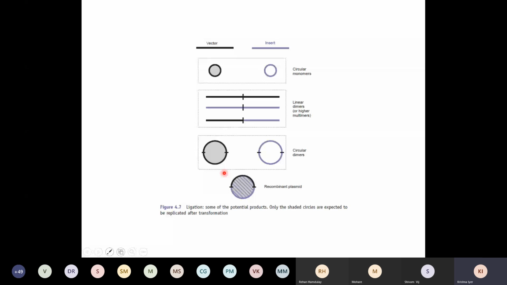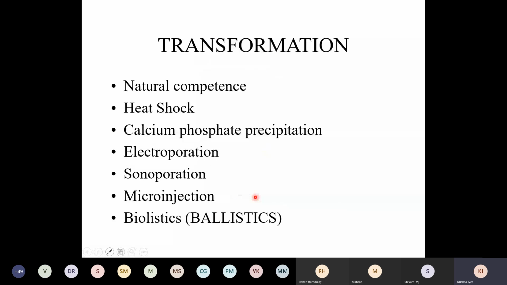Now I'll show you what happens a little later, but before that, what is important is after I have made these pieces and treated them with ligase, how do I put it back into a bacterium? That is done by a process called transformation. Transformation is a process by which you introduce foreign DNA into a host cell. In this example, recombinant plasmid into a bacterium. There are several methods for doing it.